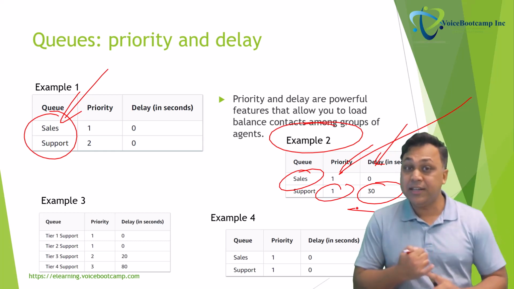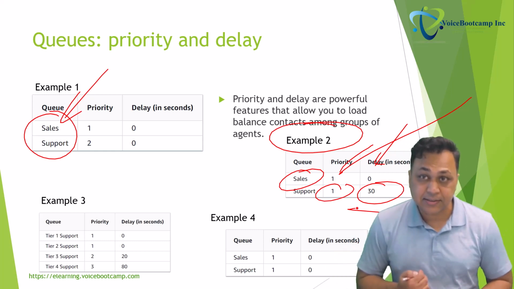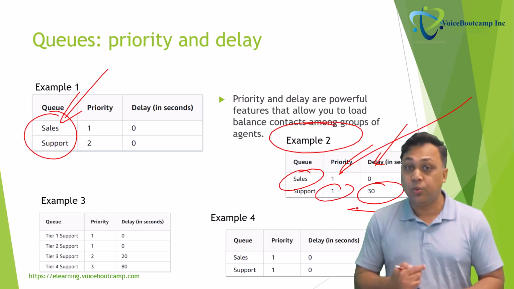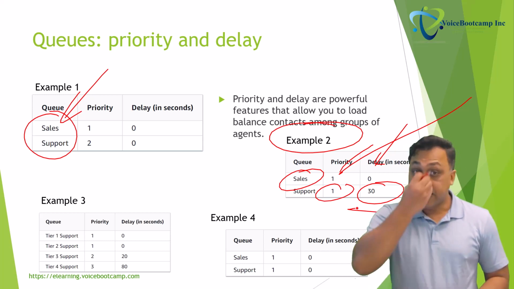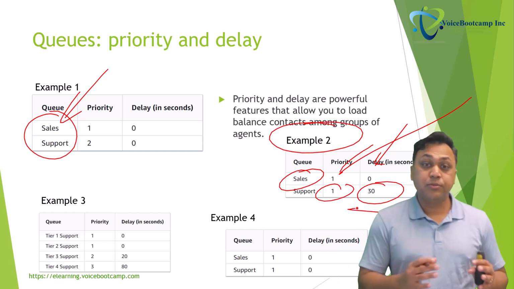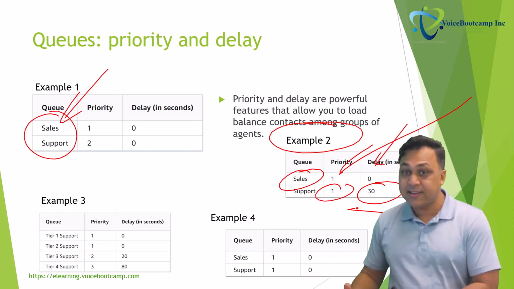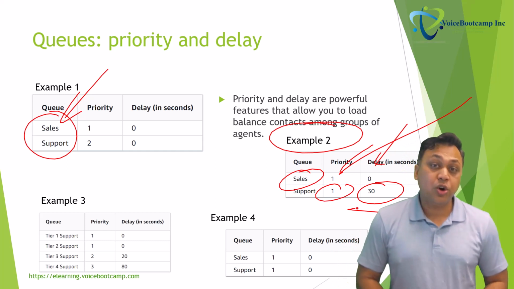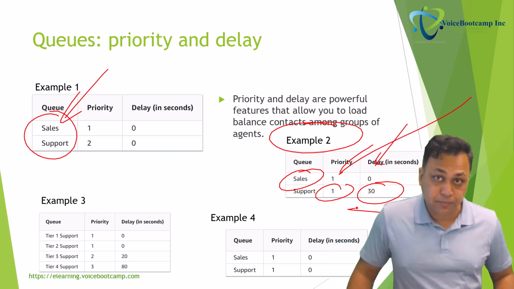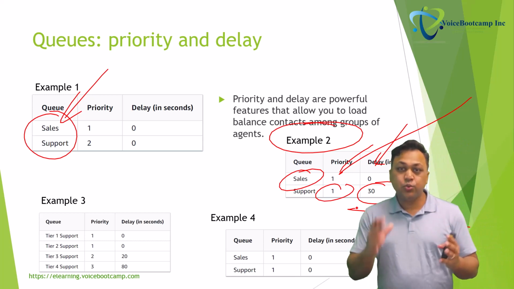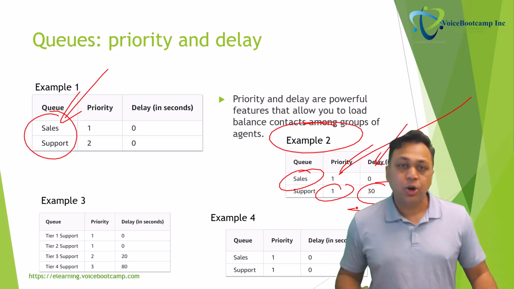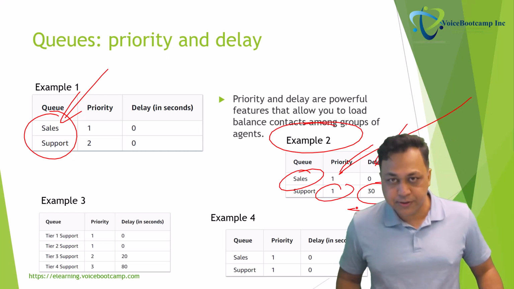Customers have been waiting in tier 3 for at least 20 seconds or longer, and there is no contact waiting in tier 1 and tier 2. Now, an agent may take a call from the tier 4 queue when customers have been waiting in the tier 4 queue for 80 seconds or longer, and there is no contact waiting in the tier 1, tier 2, or tier 3 support queues. So this is where priority and delay can be useful to decide which call will take higher precedence.